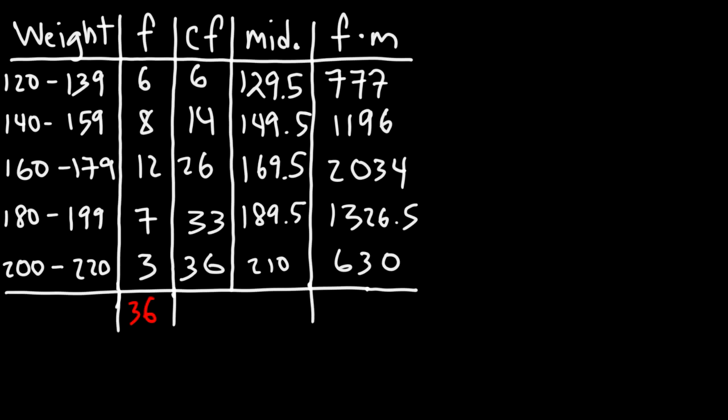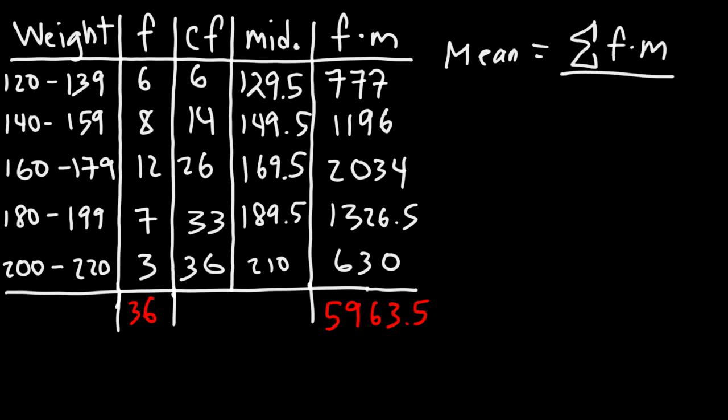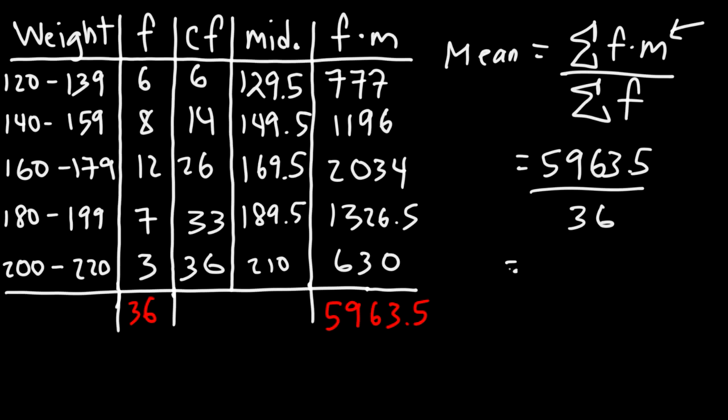So now, let's take the sum of this column. So the sum is going to be, let's use a different color, 5,963.5. So at this point, we can calculate the mean. So it's the sum of the frequency times the midpoint values divided by the sum of the frequency values. So we have this already. That's 5,963.5. And the sum of the frequency values is 36.